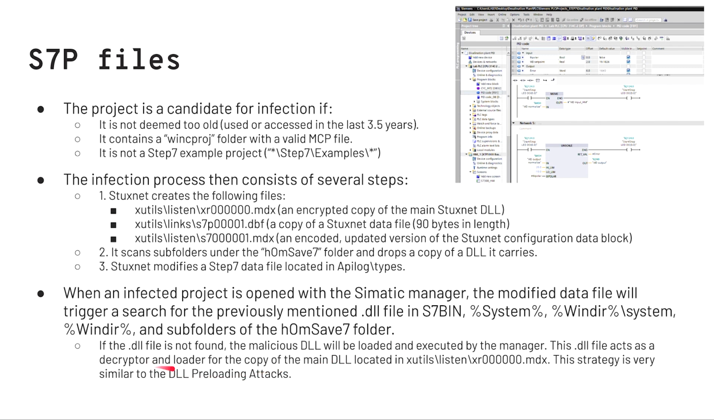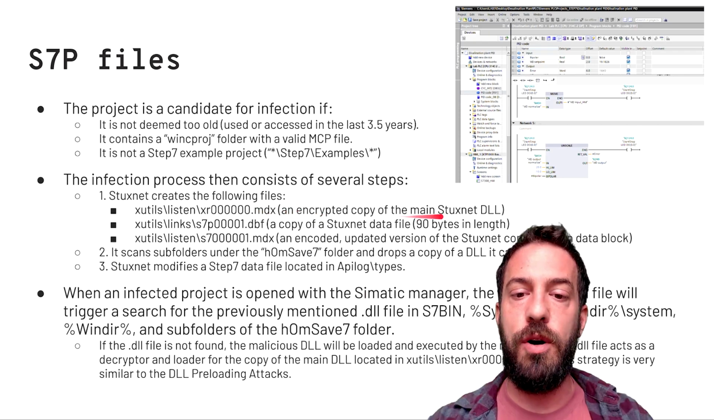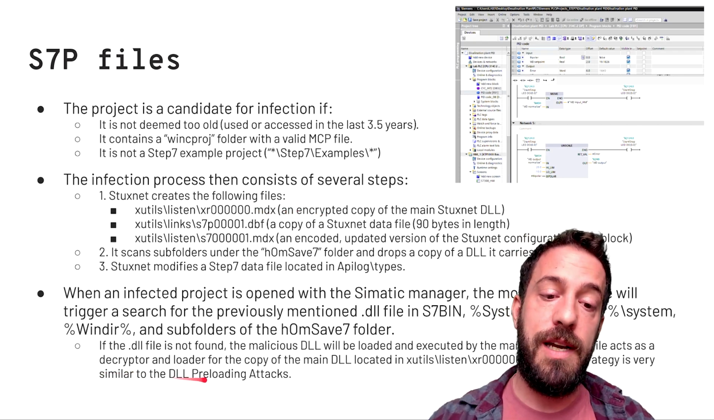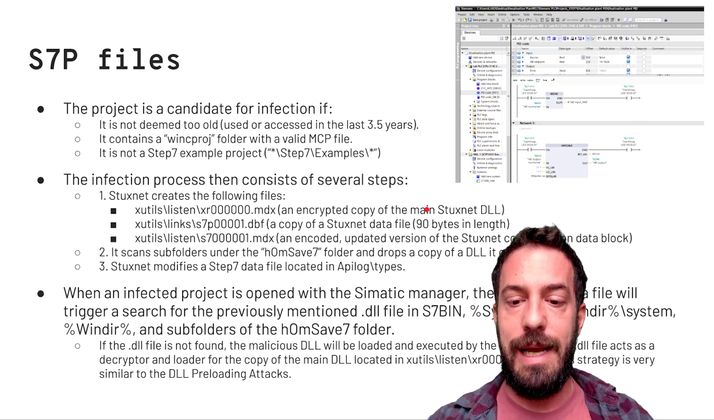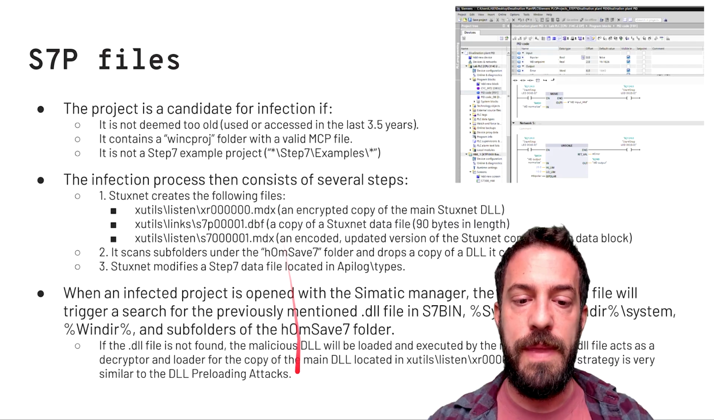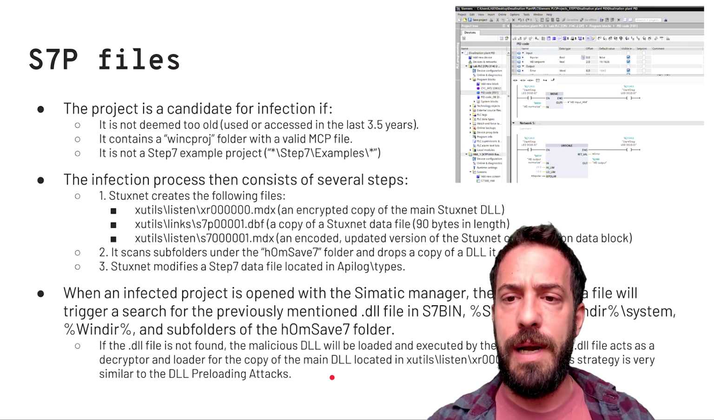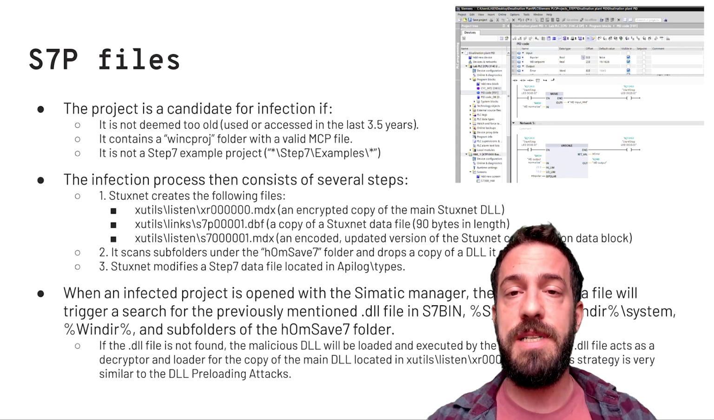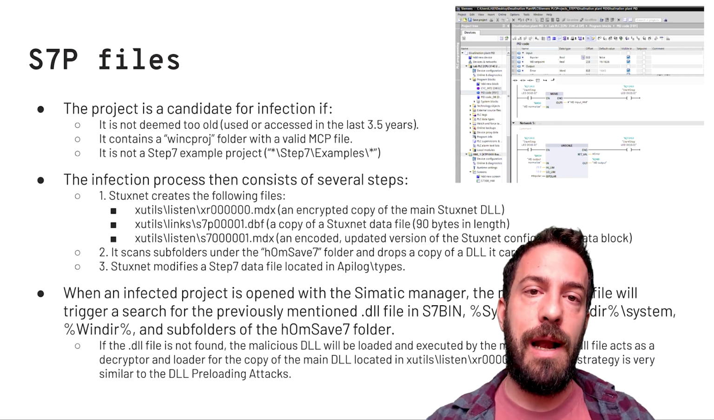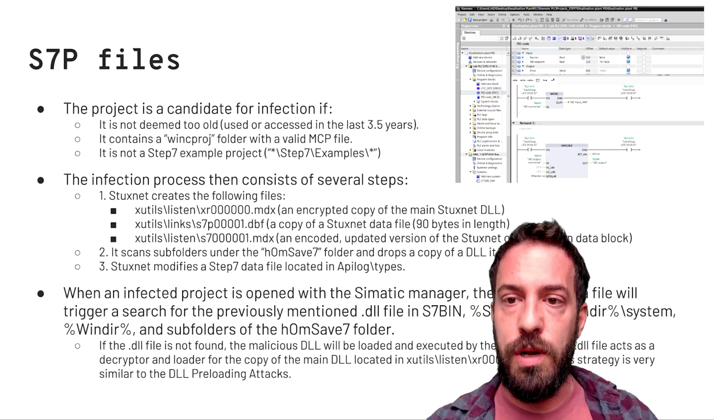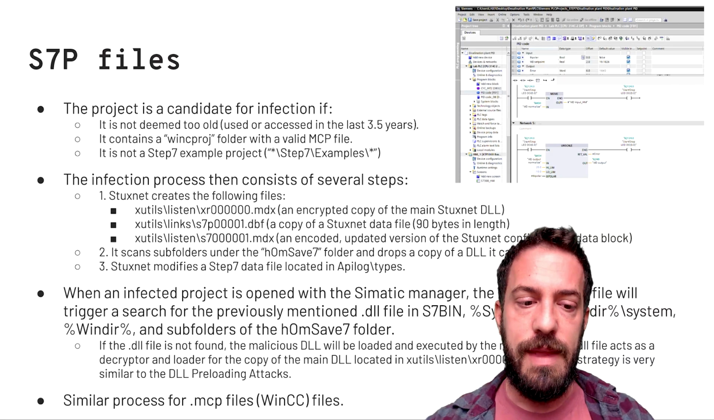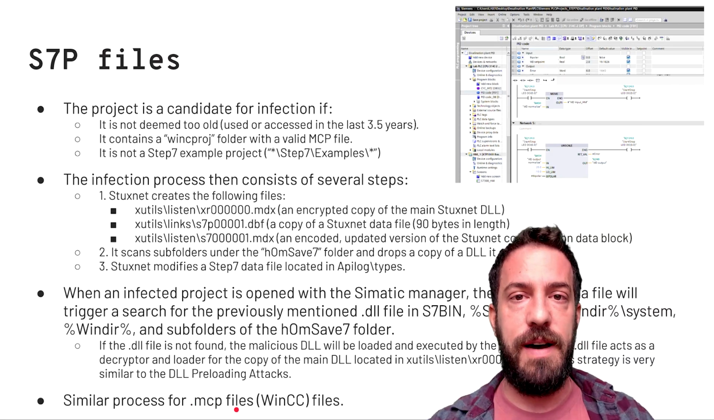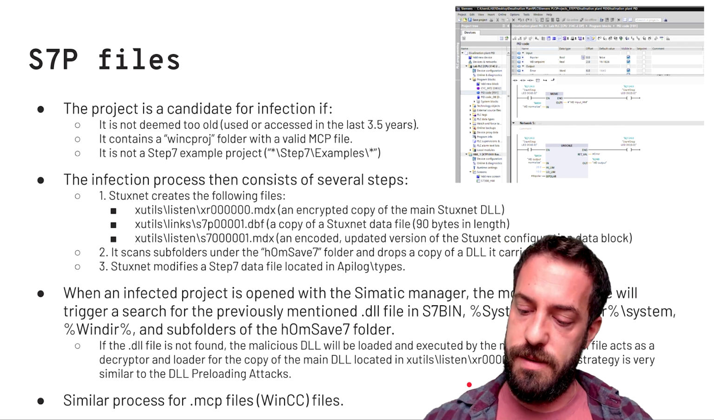So in a way it would decrypt. Remember, there was an encrypted copy of Stuxnet. It would decrypt and load that DLL from before. And this is very similar to DLL preloading. So whenever you would open a project file for Step 7, this malicious DLL will be loaded, and that would actually load Stuxnet itself. And a very similar process, which we won't go through, happens for the MCP files for the WinCC software.